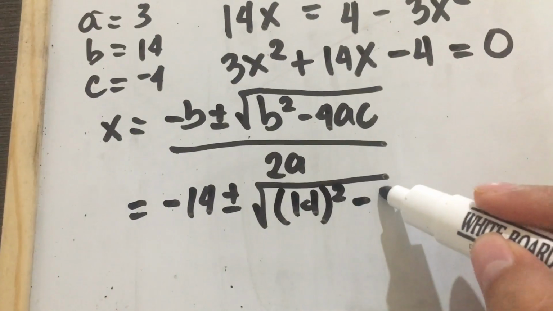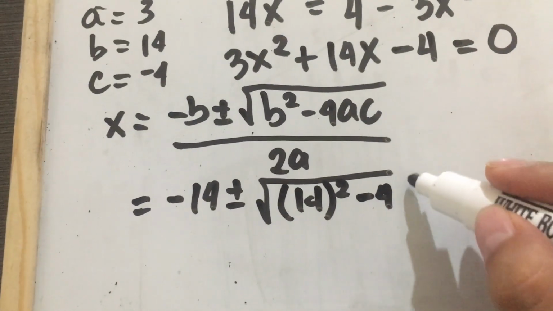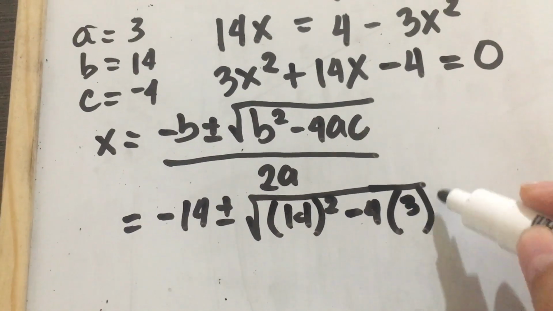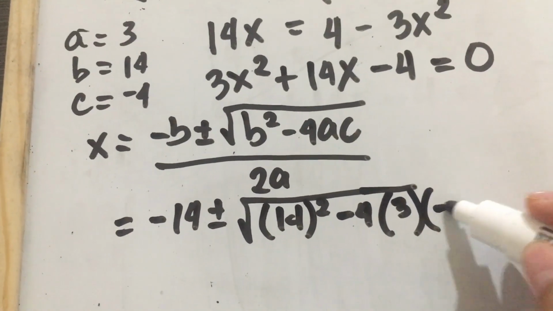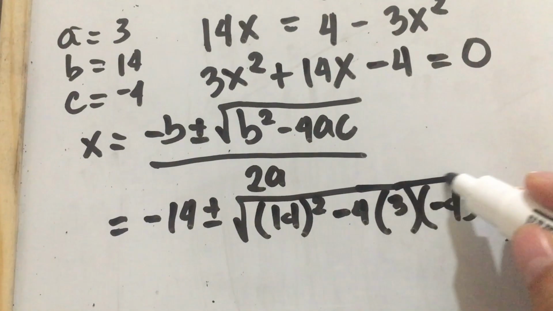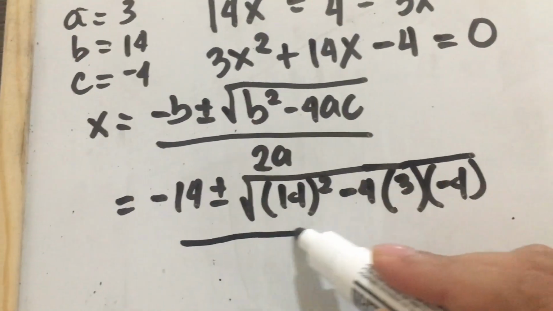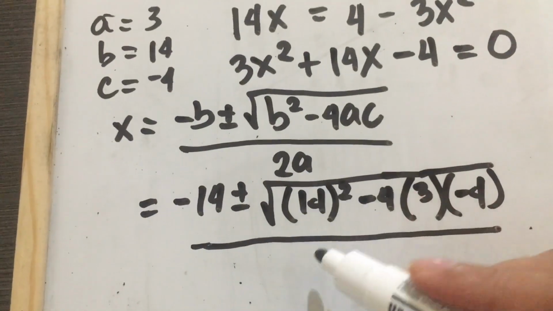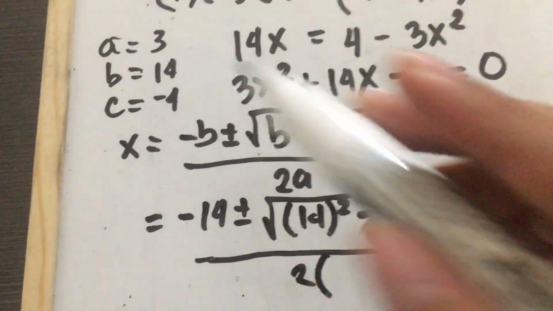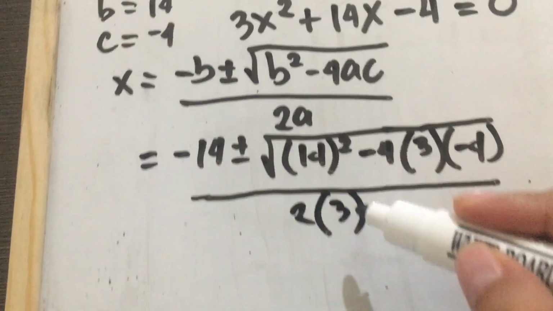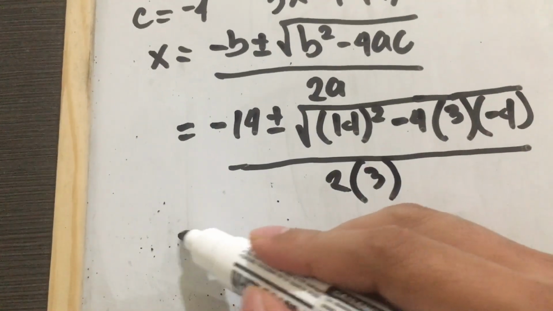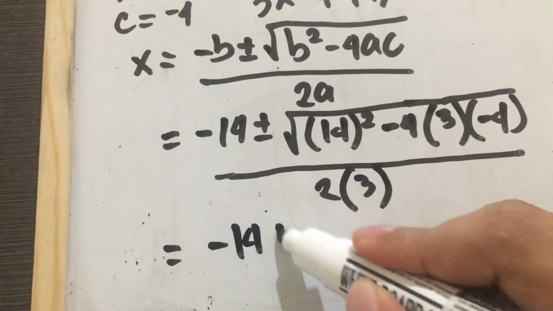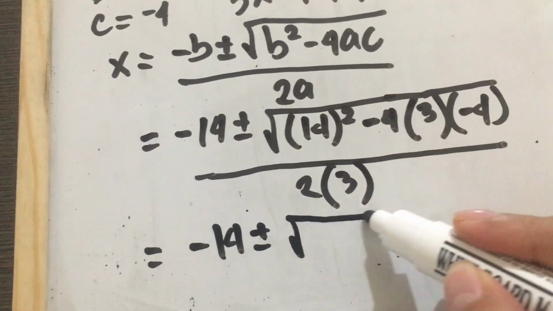minus 4, your a is 3, and your c is negative 4. Okay, then over 2a, so that is 2 times the a is 3. Okay, so we try to simplify this one, so copy negative 14 plus minus square root.